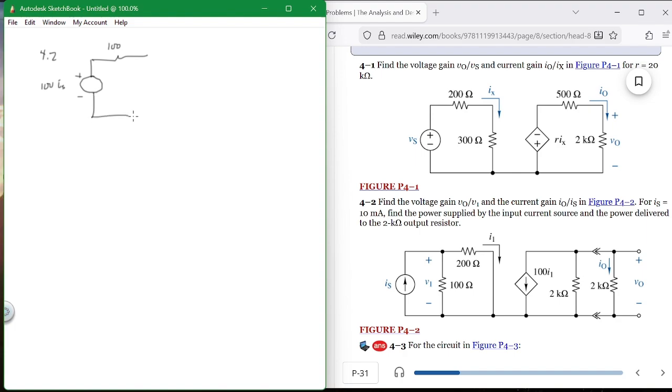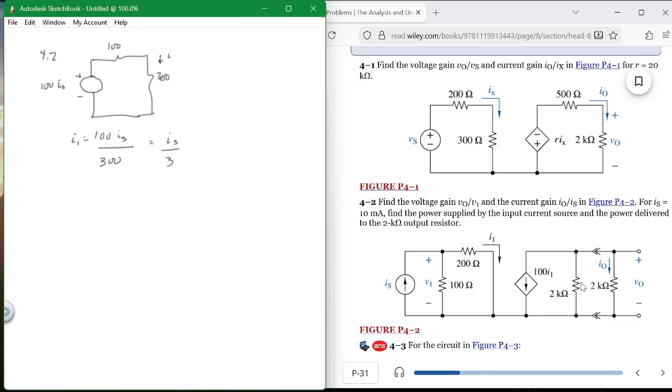Why can I do that? Make it easier, right? And then I've got my 200 over here. That's my I. Well, it is V over R, right? V is 100 IS. So my I1 is equal to 100 IS divided by 300, or IS over 3.